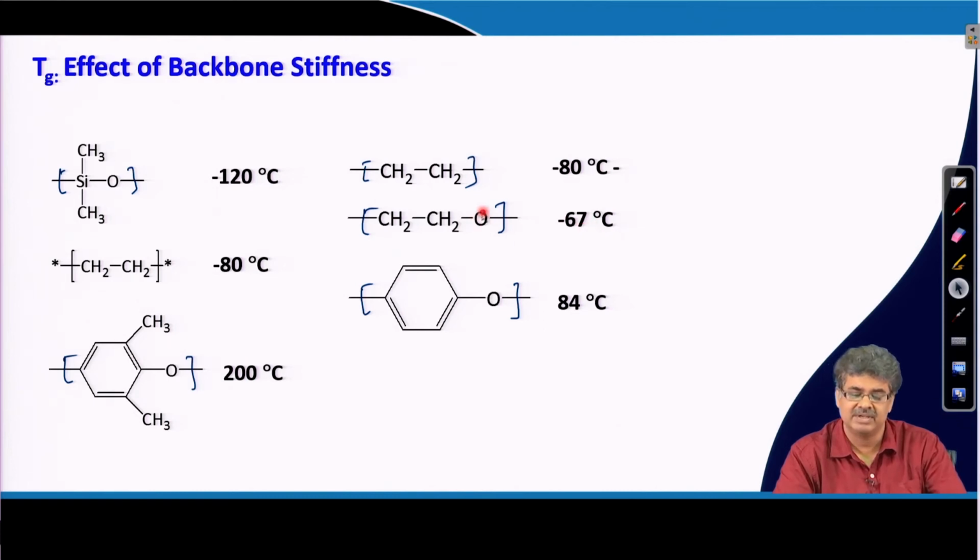In this example, this might increase the flexibility, but because the intermolecular interaction is higher, due to the presence of a polar group, the Tg is actually a little higher in this particular case. As I was saying, there could be multiple factors which determine the value of Tg, and in this case, because the stiffness is higher, the Tg is much higher compared to these two polymers.